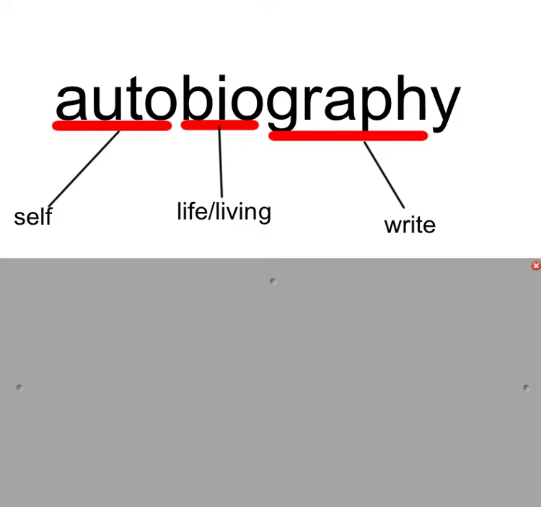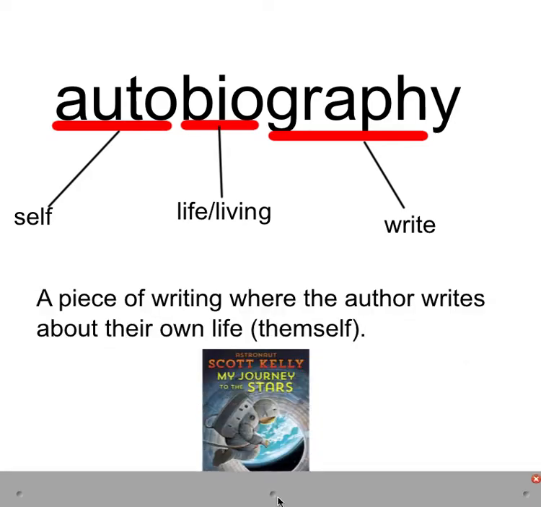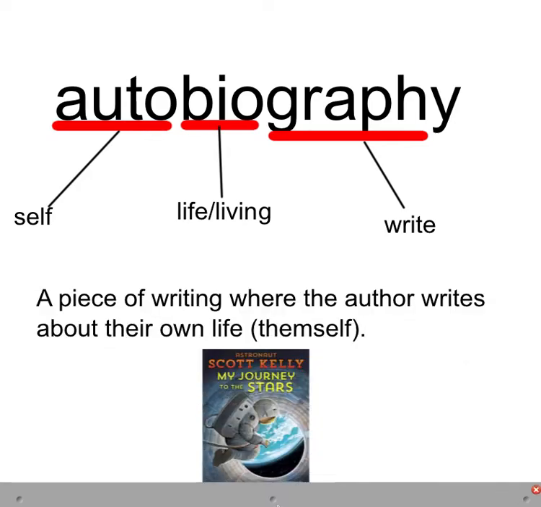So we can add another root to this, make it a little bit longer, autobiography. So auto means self, and bio is life, and graph means write. So what is an autobiography? An autobiography is a piece of writing where the author writes about themselves, their own life. Just like this book down here about an astronaut was actually written by that astronaut.